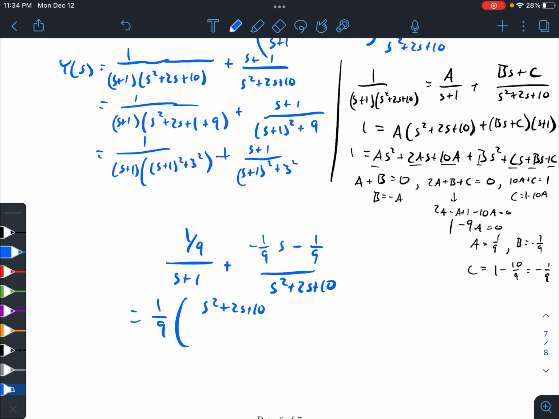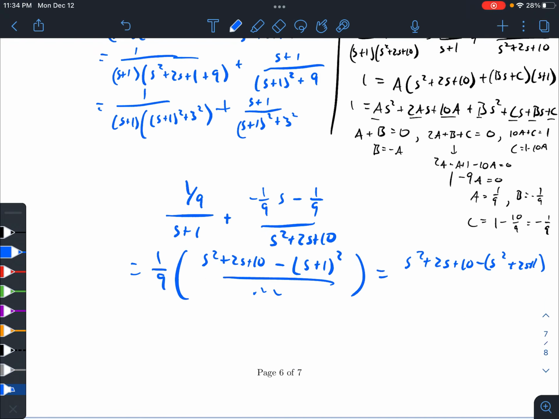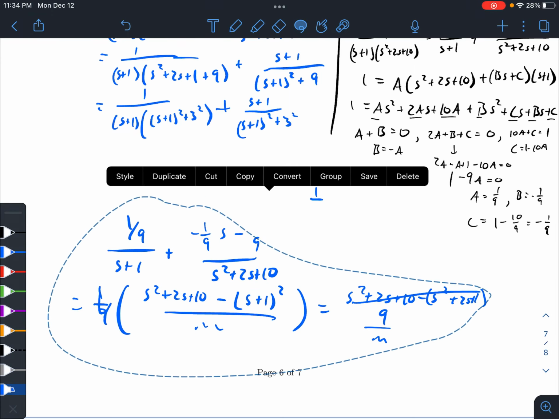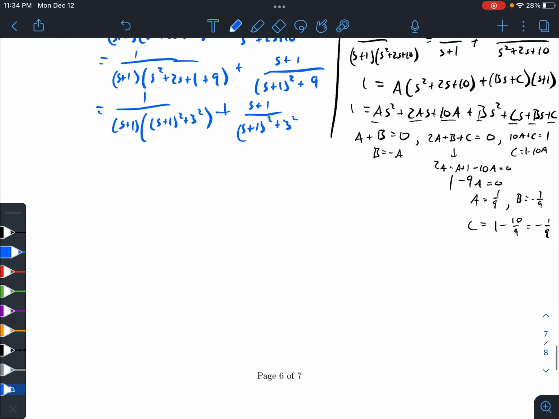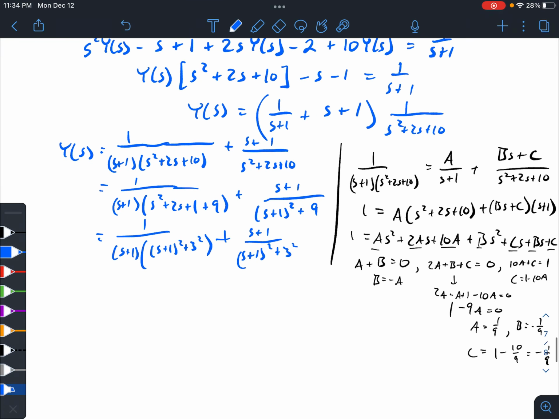So you get s squared plus 2s plus 10 minus, this just becomes s plus 1 squared all over your denominator. And so this becomes s squared plus 2s plus 10 minus s squared plus 2s plus 1. So this all cancels to leave you just a 9 over your denominator, and then the 9 cancels with the 1/9. So yeah, okay, I'm happy with this. Cool. Sorry about that. All right, so everything's good.